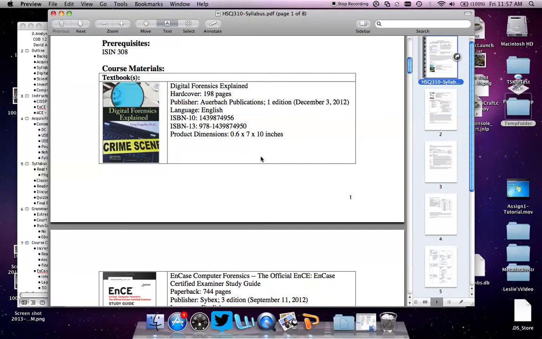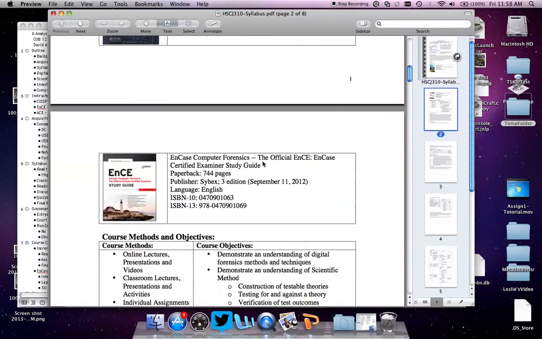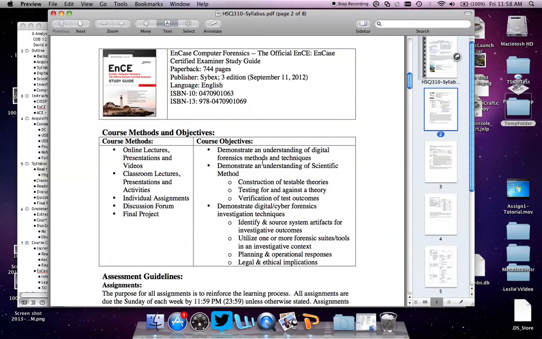So this course actually has two textbooks. There is Digital Forensics Explained, which is by Dr. Godwin. That is one of the textbooks in the readings that we have. The other is the NK Study Guide, which I briefly mentioned before. We will primarily be using a mix of online lectures, presentations and videos, as well as in-class lectures, presentations, and activities. We will be doing predominantly individual assignments. Some of your classroom assignments will be group work. There is a discussion forum, and as mentioned a couple of times, there is a final project.